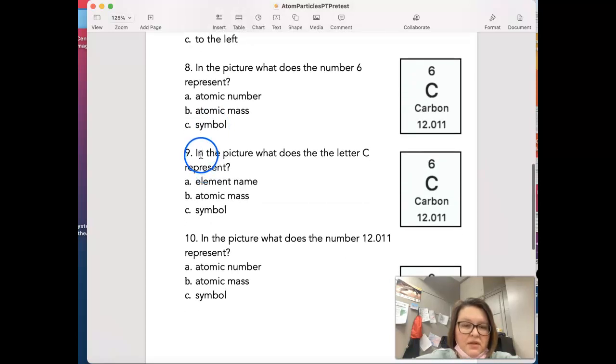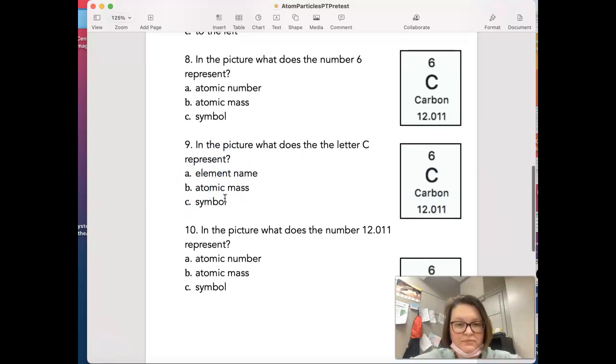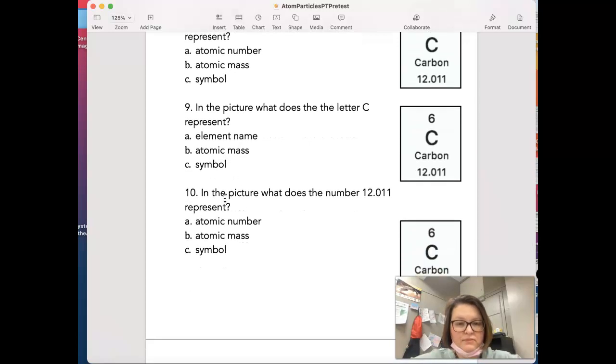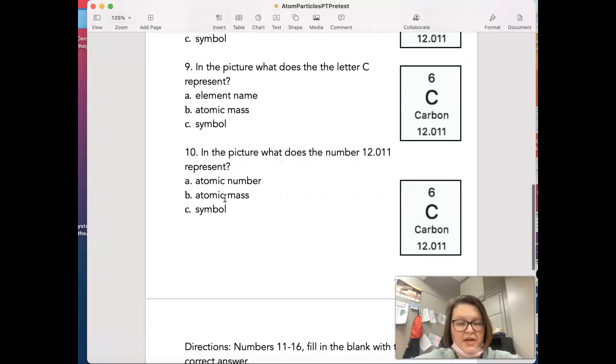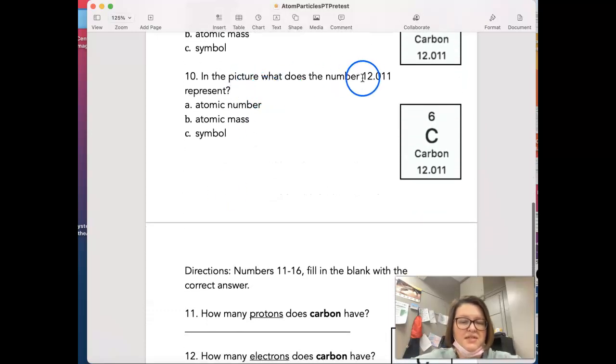Number 9, in the picture, what does the letter C represent? Here's the C that I'm speaking about. Is it A, the element name, B, the atomic mass, or C, symbol? Number 10. In the picture, what does the number 12.011 represent? Here is 12.011. Is that the atomic number, the atomic mass, or the atomic symbol?